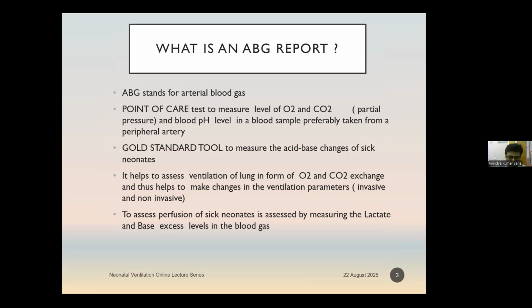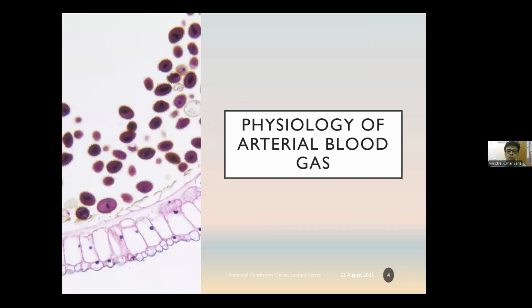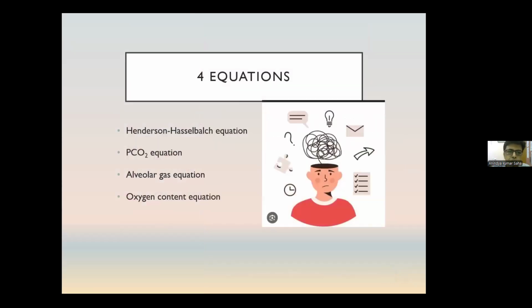Simultaneously, if we like to assess the perfusion of sick neonates, we always rely on some parameters in the blood gas like base excess or deficit, bicarbonate, pH, and recently the emphasis has been given to lactate. So what is the physiology of arterial blood gas? We have to know four equations. It is the Henderson-Hasselbalch equation, which is the most crucial, and the other three have already been discussed, so I will not touch them. Those are the PCO2 equation, alveolar gas equation, and oxygen content equation.